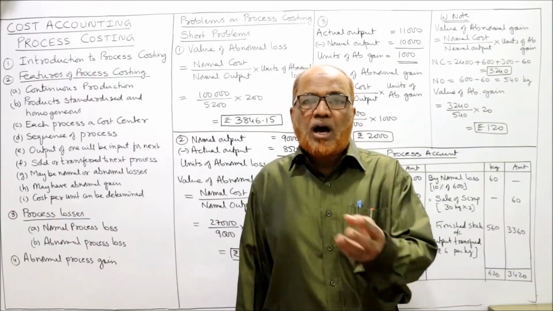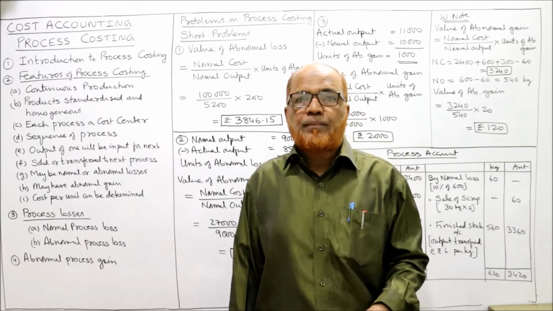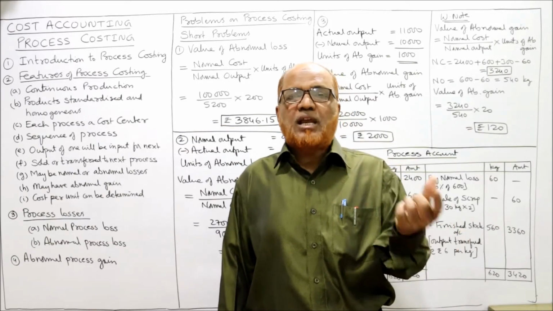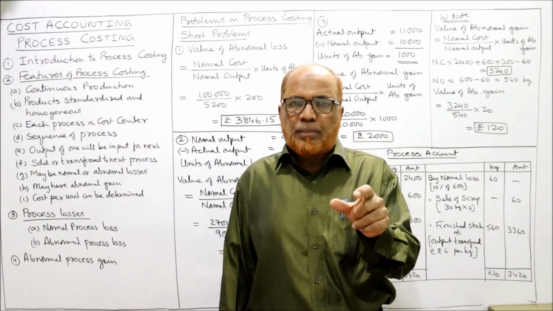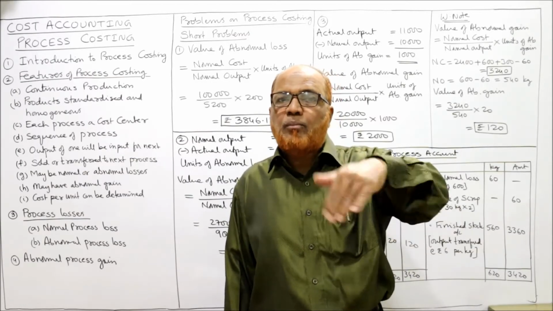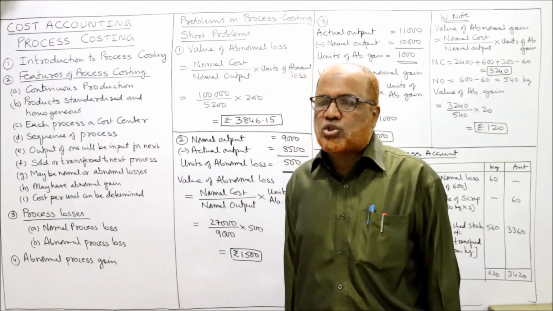कभी ऐसा नहीं होगा 100 टन शुगर केन डाल रहे और 120 टन शुगर निकल रहा, ऐसा तो कभी नहीं होगा. The output will be equal to or less than input. The output will never be more than input. Then how come abnormal gain will arise? I'll discuss in the next topic.